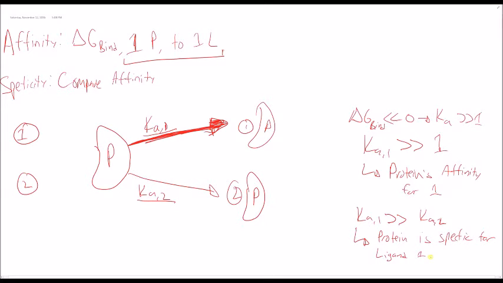So very importantly, affinity refers to one protein-ligand pair. Specificity compares multiple competing pairs. The example I like to think about is hemoglobin. Hemoglobin can bind to carbon monoxide, it can bind to oxygen. There's two different affinities, and the affinities compete with each other.